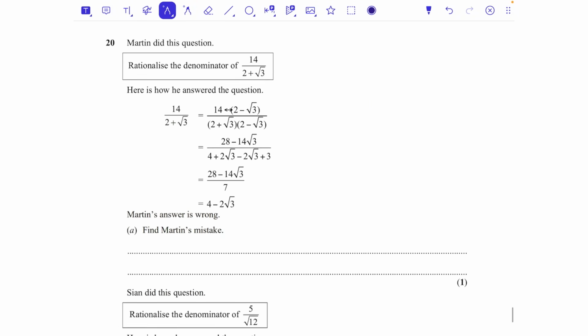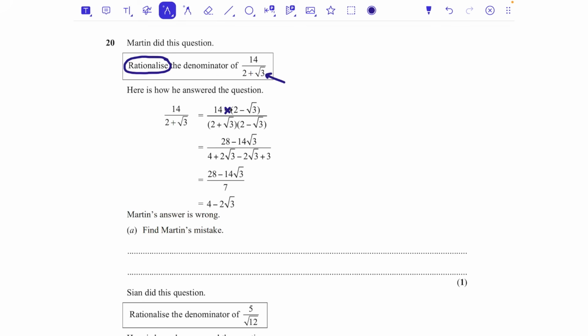Okay, question number 20. This is actually the last question on this paper. Martin did this question. Rationalise the denominator of 14 over 2 add root 3. So rationalise means to get rid of any surds, any square roots from the bottom of the fraction. So we can't leave that root 3 there. Normally, we just times by another root 3, and if we times the bottom, we also times by the top.